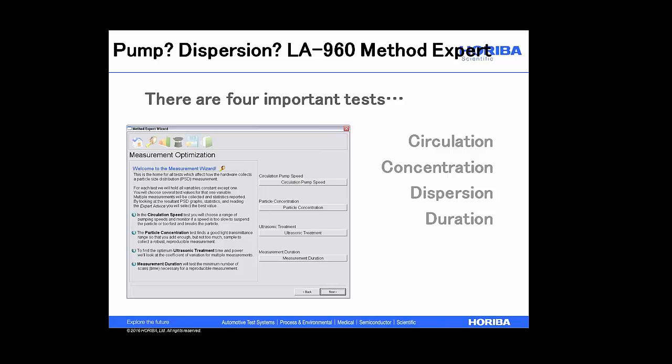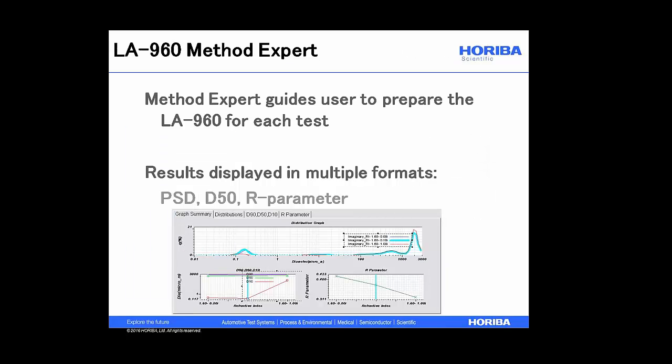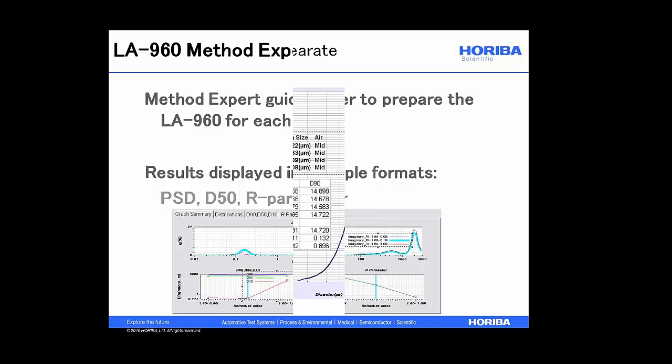We do have a wizard that helps support those kinds of experiments. So what it really does is it'll guide you through to say, okay, make a test, and then we will plot your size distribution as a function of, in this case, refractive index used for calculation. And you can decide which result makes the most sense. For refractive index, you often look at R parameter.